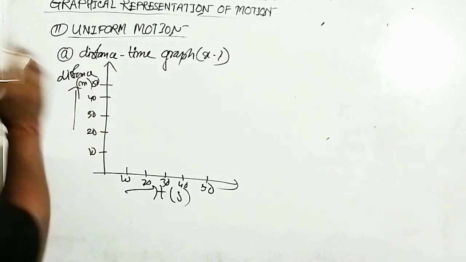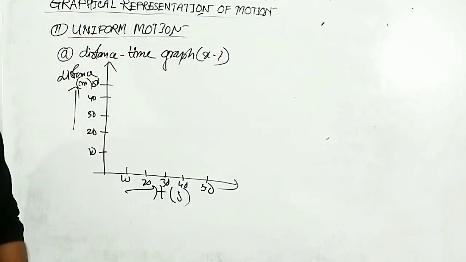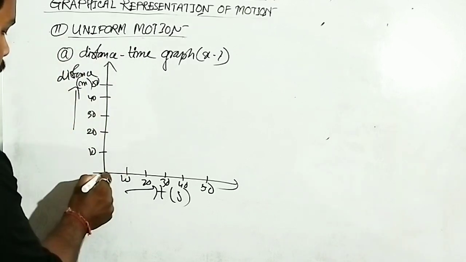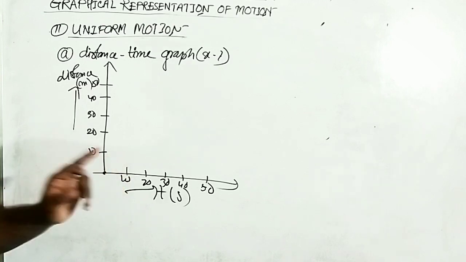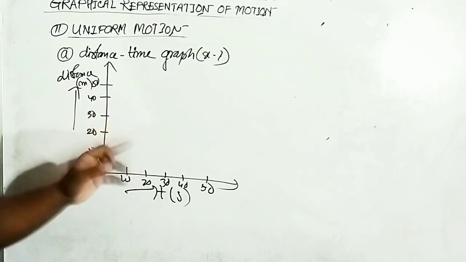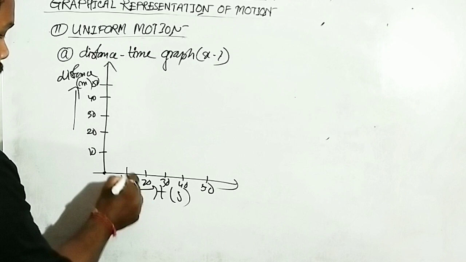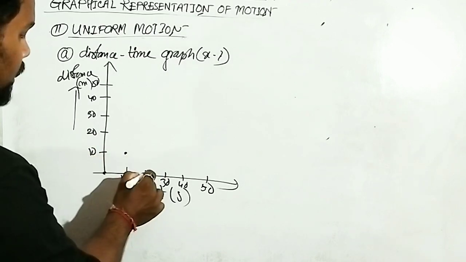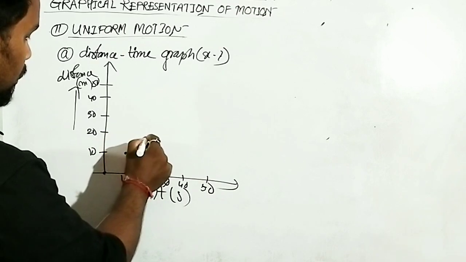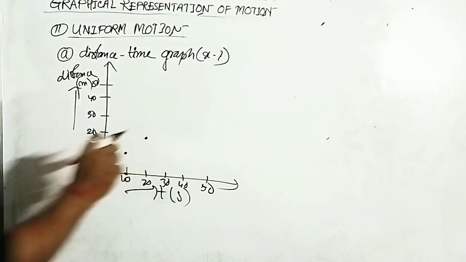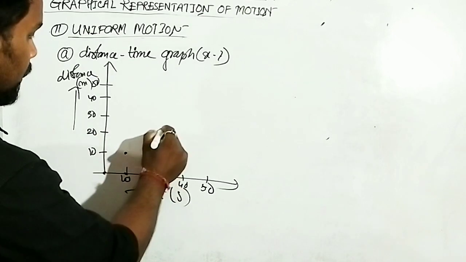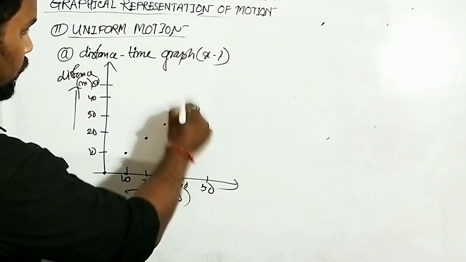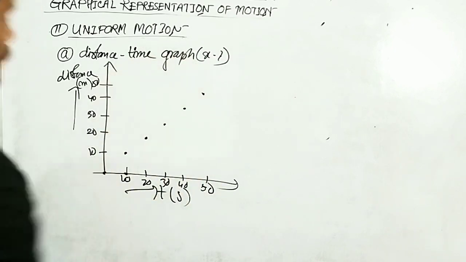What I've said is that with time, the distance is going to change in equal intervals. That means at 0 seconds it will always be at 0. If at 10 seconds it has 10 meters, then at 20 seconds the change of distance will also be 10 meters, so it should have a value of 20 meters, because the interval of distance should also be 10, right? At 30 seconds it will have 30 meters, at 40 seconds 40 meters, and at 50 seconds 50 meters.